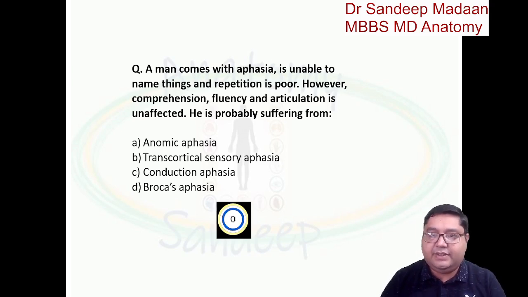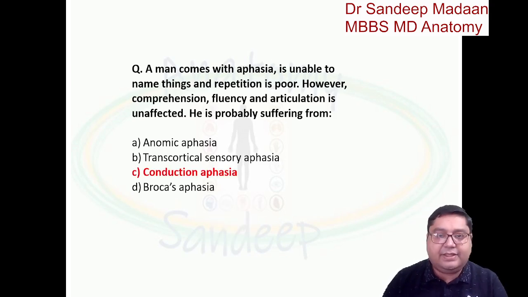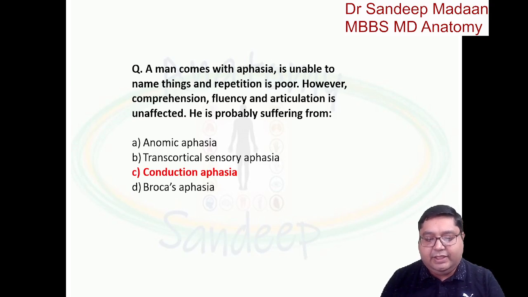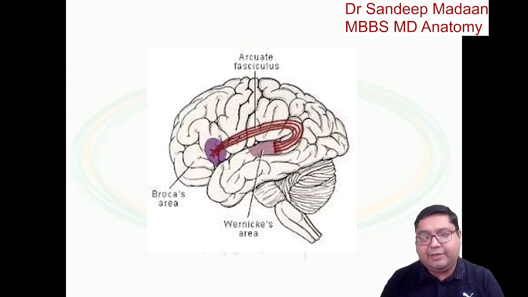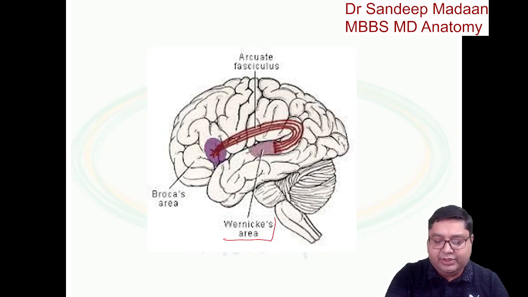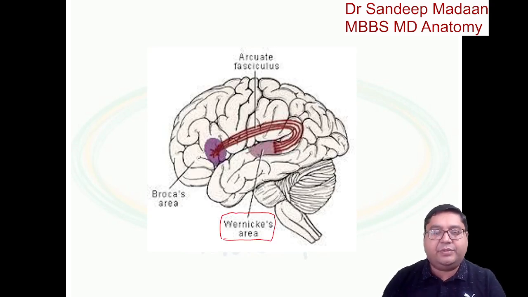Now in this case, answer will be conduction aphasia. Why so? See, let me explain this with the help of this picture. We have the Wernicke's area. This area is for the understanding or the comprehension of the speech. When we understand someone else's speech, it is because of the Wernicke's area.